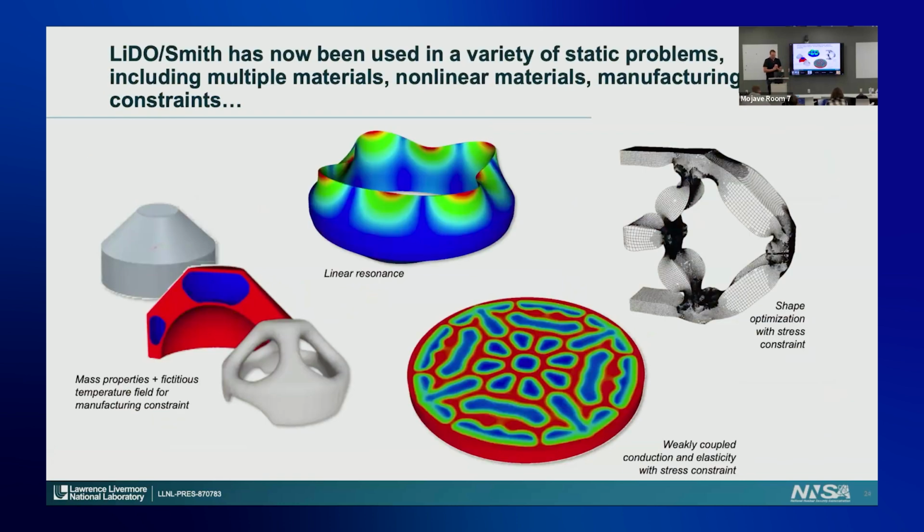I won't really go into them, but it's been used for a few things. Other shape optimization, linear resonance. There's actually a lot of applications now. This is kind of out of date stuff, but it's not going to show a ton more here. But yeah, we're trying to build up just our capabilities and more examples as we go.